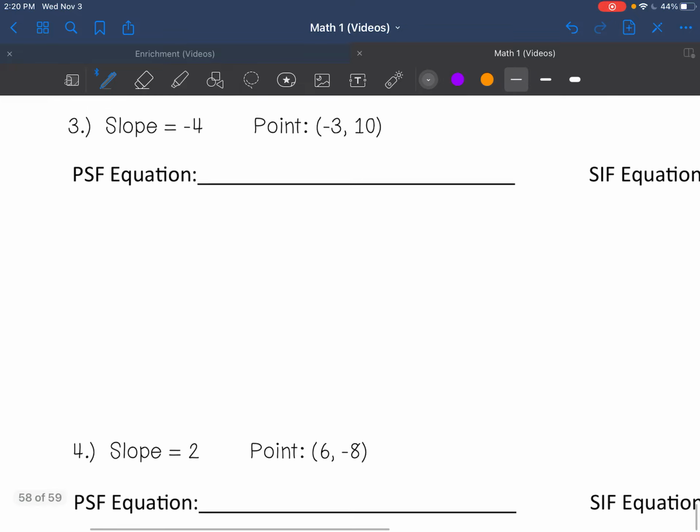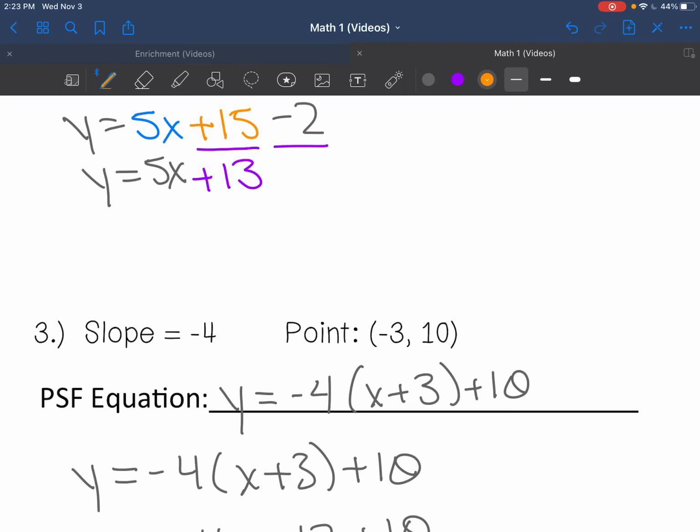In class, we all tried 3 and 4 on our own. So why don't you pause the video and see how you do on your own. All right, so hopefully you got the point slope form: y equals -4 times (x plus 3), plus 10. Again, remembering that the x lies in the equation, so that's why we have a plus 3 and not a minus 3.